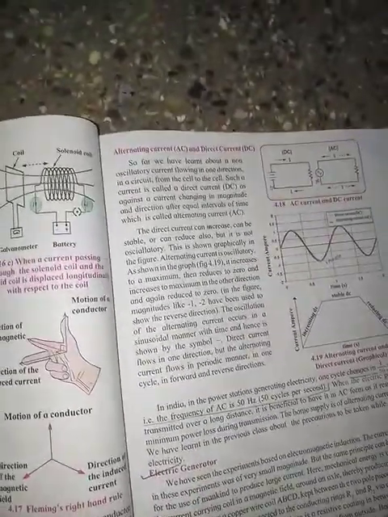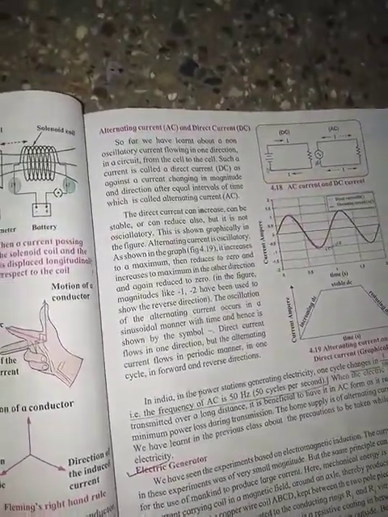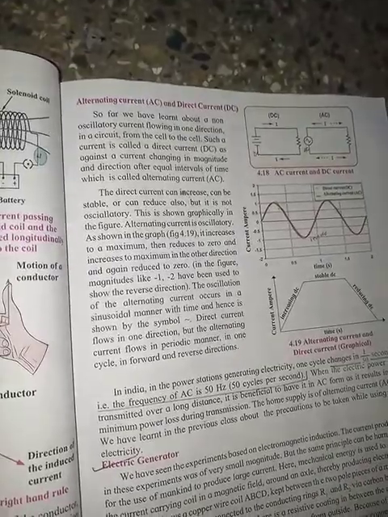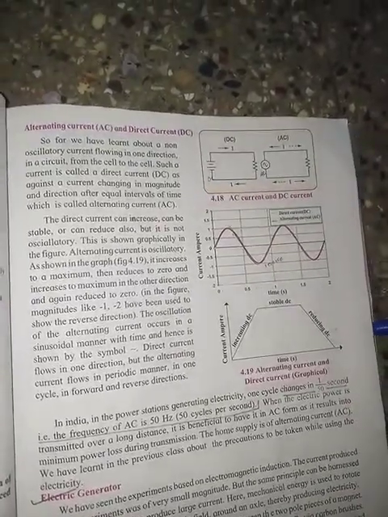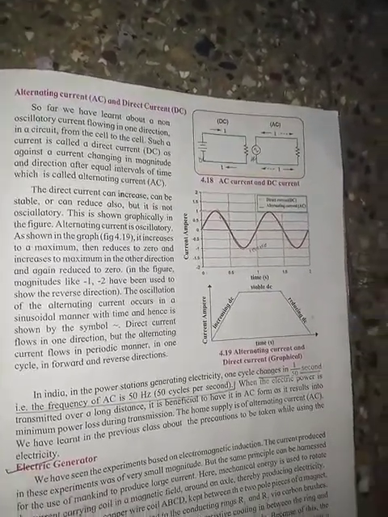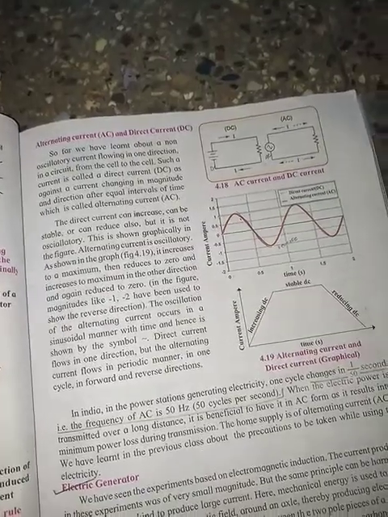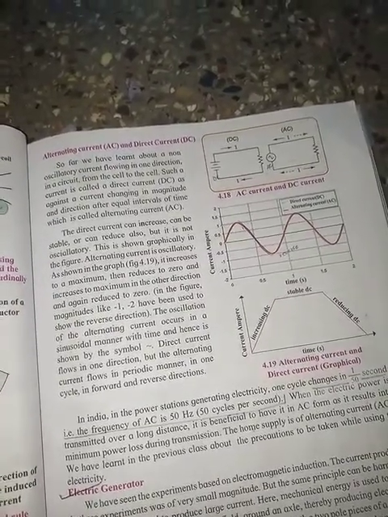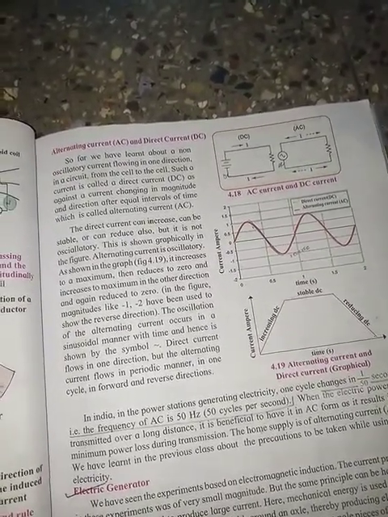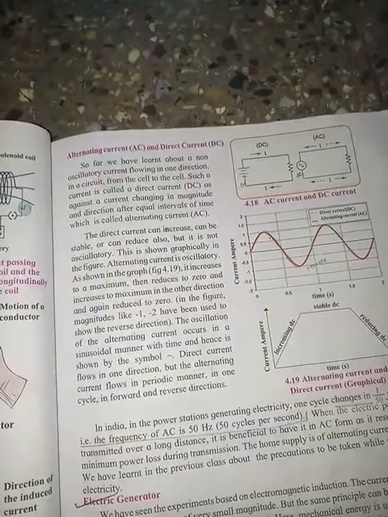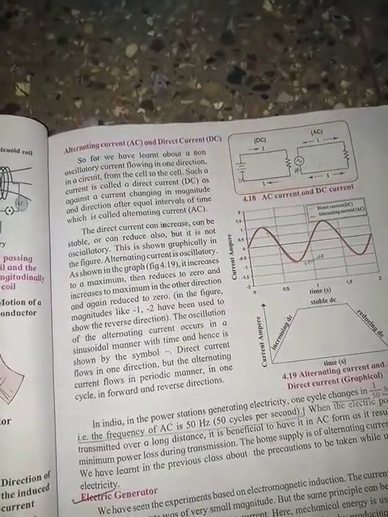Now here alternating current, that is AC and DC. The current which we are using at home is AC, and the current which is used in vehicles is DC. What is the difference? In AC, alternating current, the current changes in magnitude and direction after equal intervals of time. Therefore, it is called alternating current.